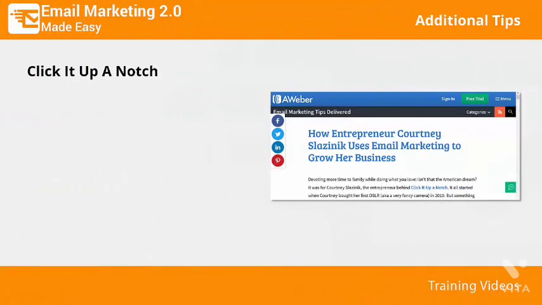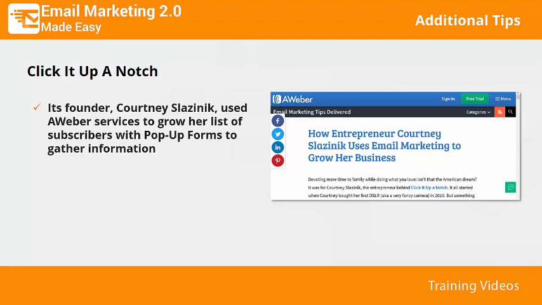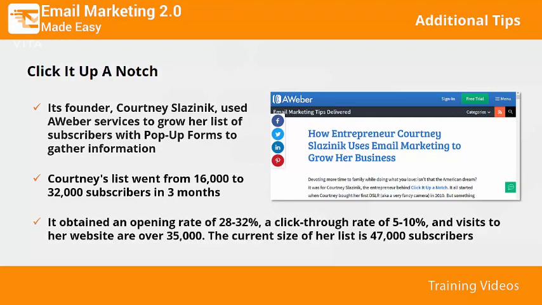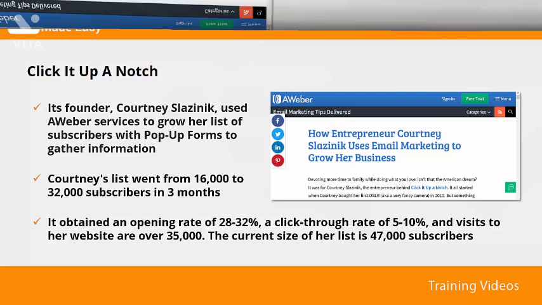Click it up a notch. Its founder, Courtney Slazenik, used Aweber services to grow her list of subscribers with pop-up forms to gather information. Courtney's list went from 16,000 to 32,000 subscribers in 3 months. It obtained an opening rate of 28 to 32%, a click-through rate of 5 to 10%, and visits to her website are over 35,000. The current size of her list is 47,000 subscribers.